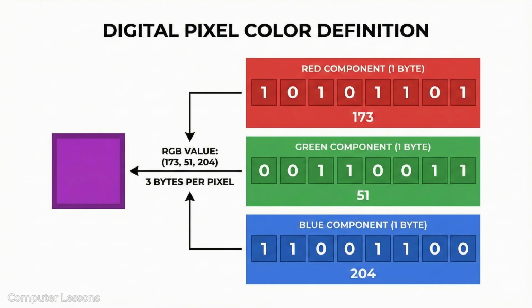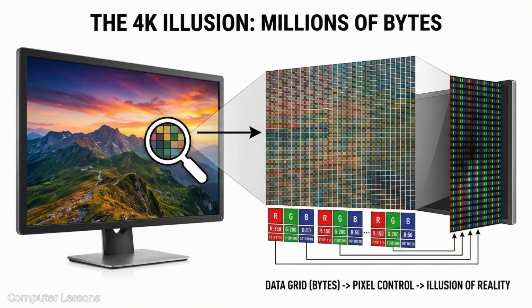This applies to everything. Colors, for example. In a digital image, every single pixel is defined by numbers. A little bit of red, a little bit of green, and a little bit of blue. Each of these colors is usually stored in 1 byte. So, when you look at a beautiful 4K wallpaper, you are just looking at millions of bytes, arranged in a grid, telling the monitor which tiny lights to turn on. It is an illusion of reality built entirely on math.